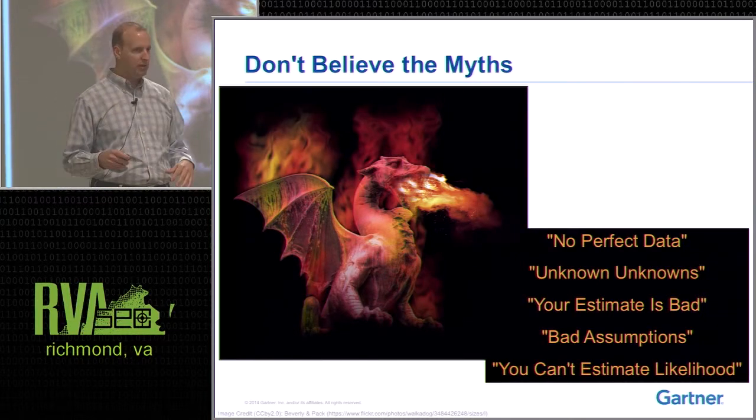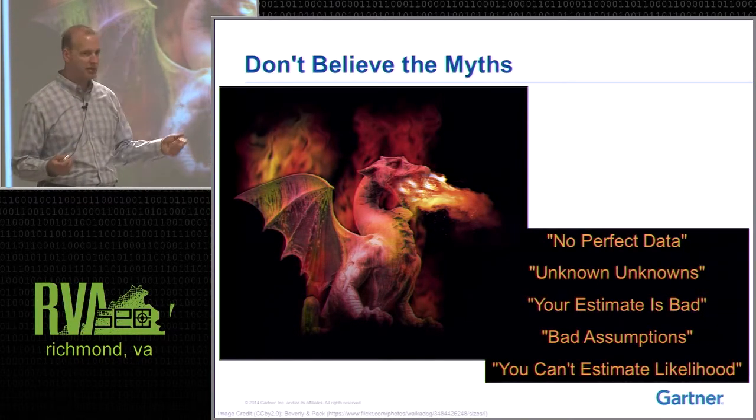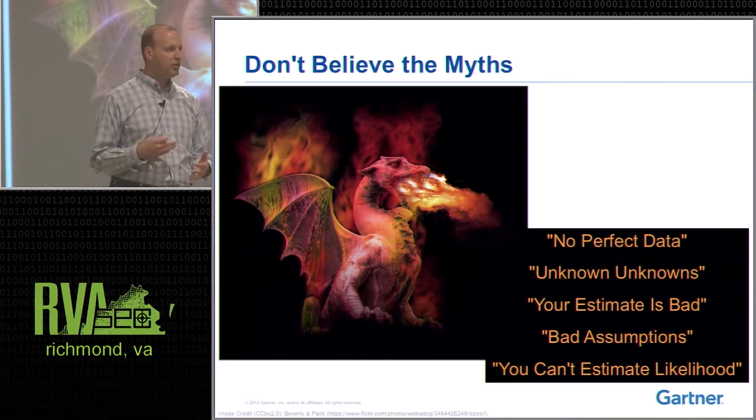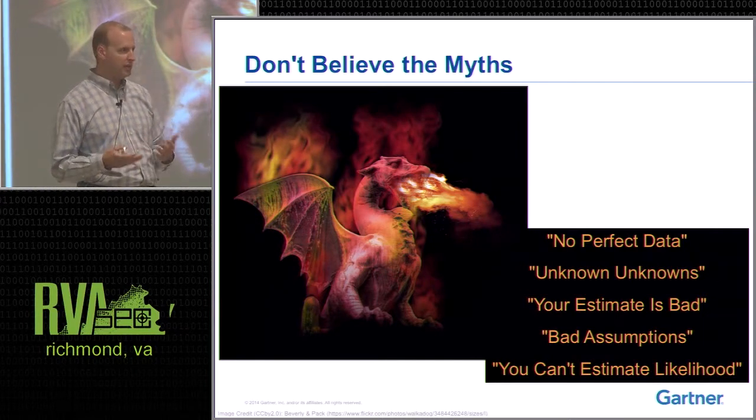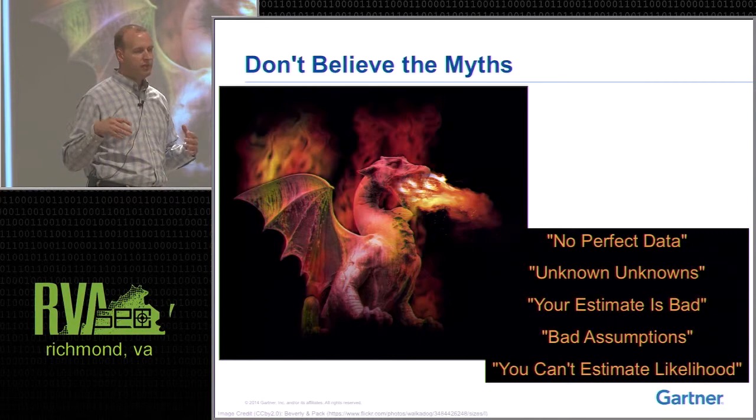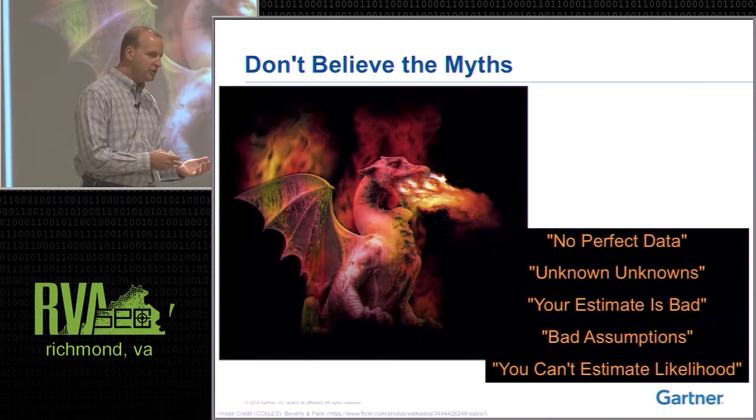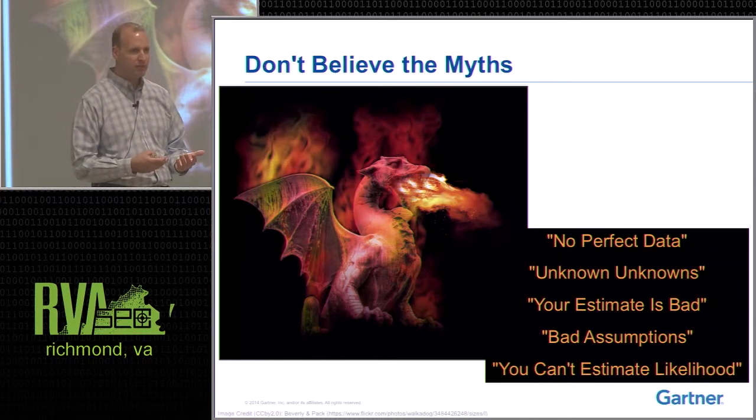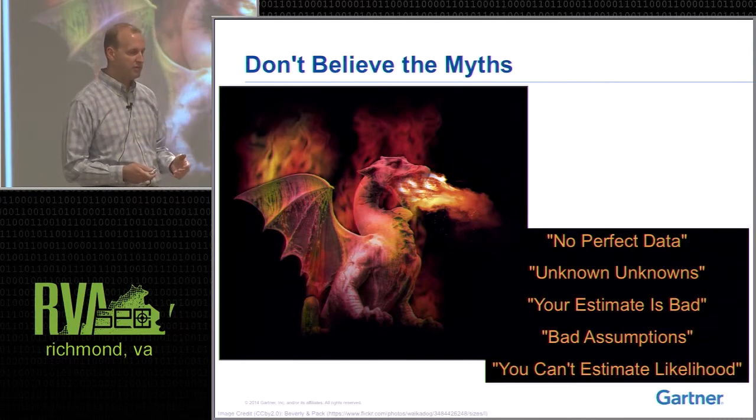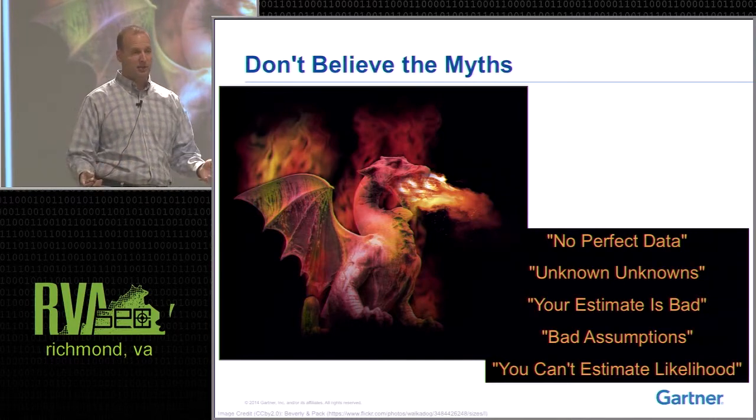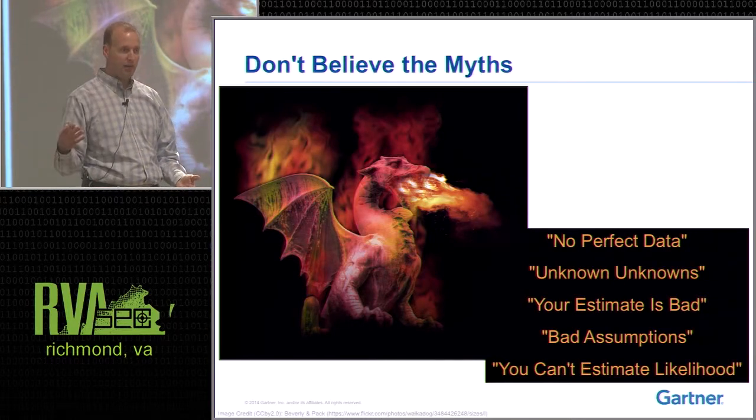Next one up there, your estimate is bad, which also goes along with bad assumptions. There's always room for quibbling, right? That no perfect data thing, right? Again, if you get away from point values, use ranges, do estimation and calibration, you can address some of those problems. You think the data's bad? Fine. Let's sit down and talk about the data. Here's where my data came from.